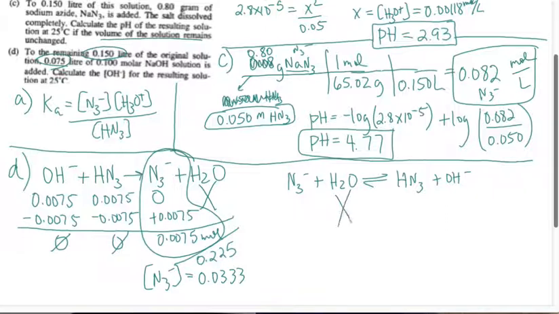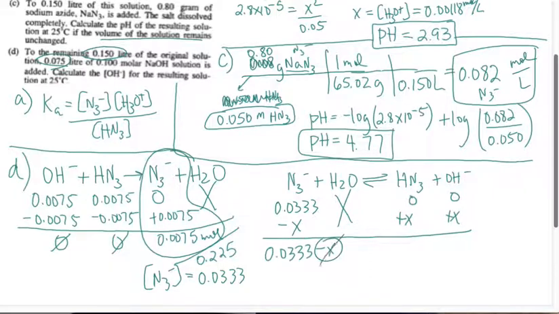Well, that's good. We're going to get that out. That's what they want, is the OH concentration. So all we have to do is find X, theoretically. So this is 0.0333 minus X, plus X, and plus X. 0.0333 minus X, X, and X.